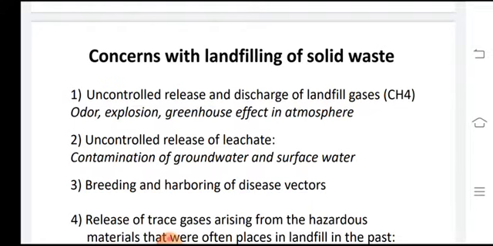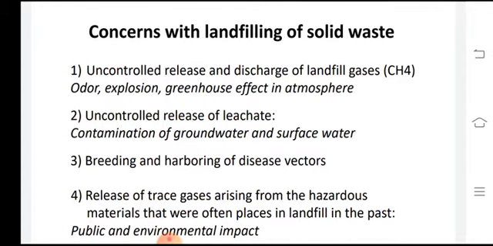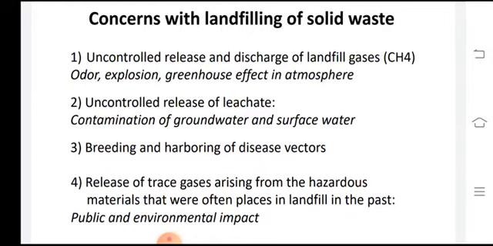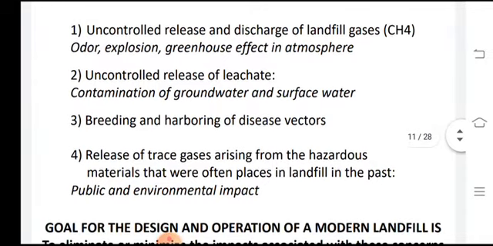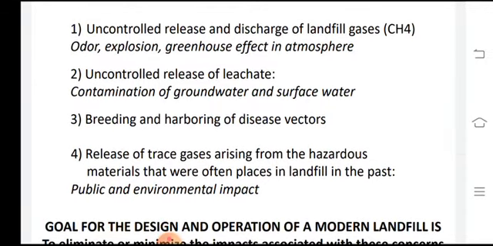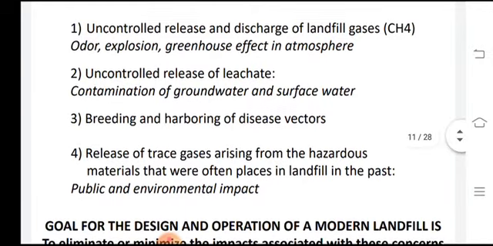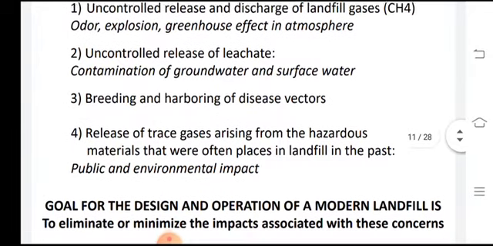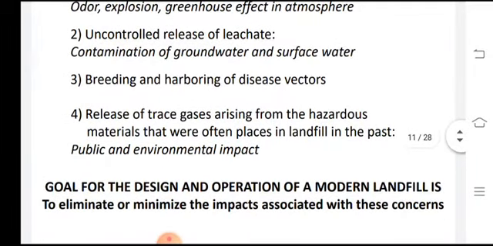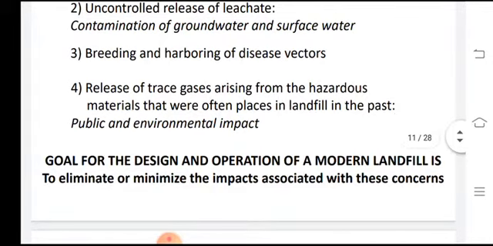Normally there is uncontrolled release and discharge of landfill gases, for example methane and hydrogen sulfide, odors and explosion, greenhouse effect in the atmosphere, and uncontrolled release of leachate, which is in liquid form. It is again a result of the chemical reaction, and contamination of groundwater and surface water is an important factor to be considered. Breeding and harboring of disease vectors is also an important factor to be considered. Release of trace gases arising from hazardous materials is also an important factor to be considered.